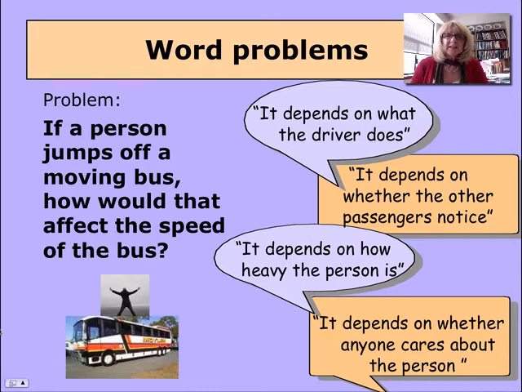Here's one from physics. If a person jumps off a moving bus, how would that affect the speed of the bus? When this would happen in real life, things would happen that weren't necessarily related to the actual problem as it's described there. Something would happen. Someone would notice. Perhaps the driver brakes, so that would slow the bus down. But that's not what's meant in the question. So you have to take into account the real life context.